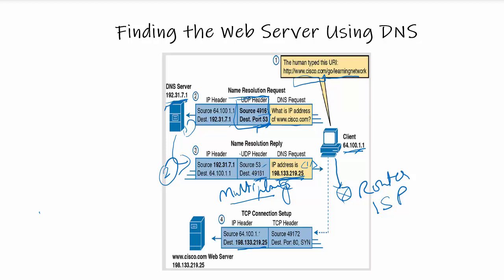The first packet, so the source address is 64.100.1.1, and the destination would be the IP address of Cisco's web server, that is 198.133.219.25. The source port would be a random port 49172, and the destination port would be port number 80, and this is a SYN packet. So the first packet, the SYN packet, goes to this server, and the server responds back with SYN-ACK, and the client responds back with ACK. So a three-way handshake happens.